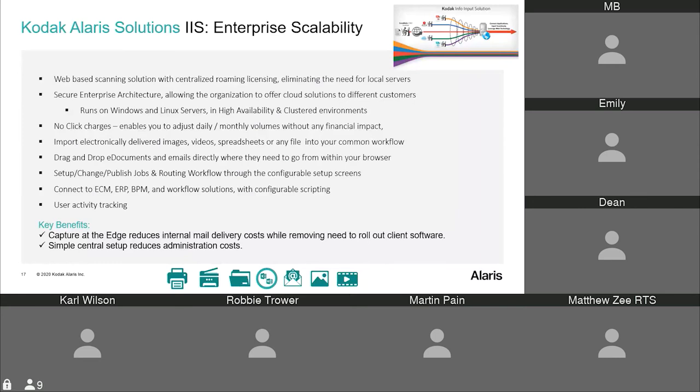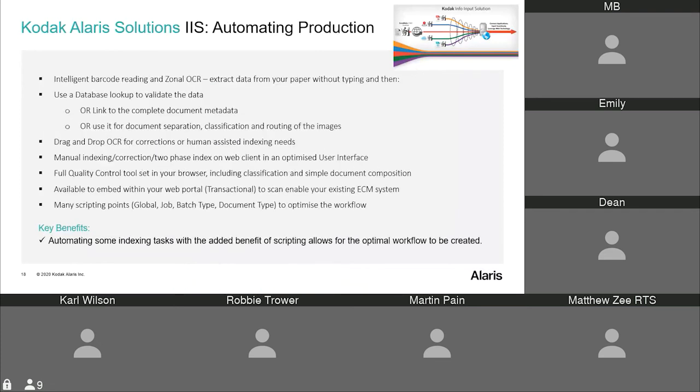You can drag and drop these documents directly into the browser of InfoInput's user interface, emails, everything. It's very easy to set up and change jobs because it's a centralized control system where all those changes are deployed to the clients, and it can connect to a variety of different downstream processes with some simple scripting. Getting a little bit more detailed on the capture side, it can read barcodes, it can do zonal OCR, so it can do some extraction. Database lookups as well to validate that information that we've got, or to retrieve further information, document separation.